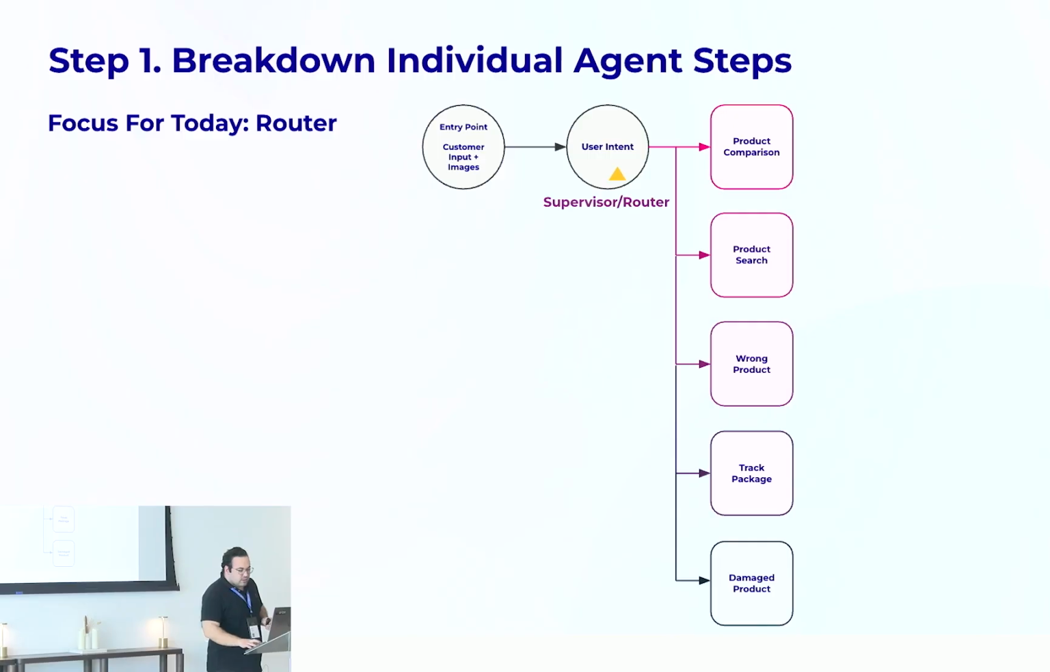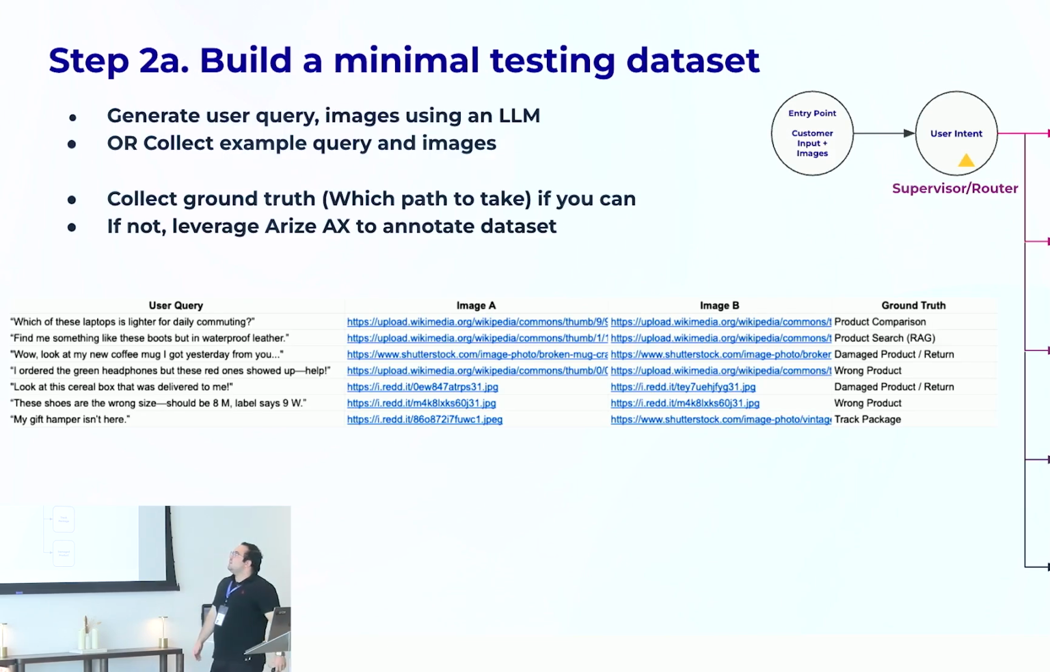What we're going to do is focus on the first step, right? So I'm breaking down my agent into individual steps. And what we're going to focus on today, which is honestly the most important one, is the router, right? Is it going to pick the best path to go with based on the customer input and images, right? So how do we build this from scratch, leveraging Arize AX?